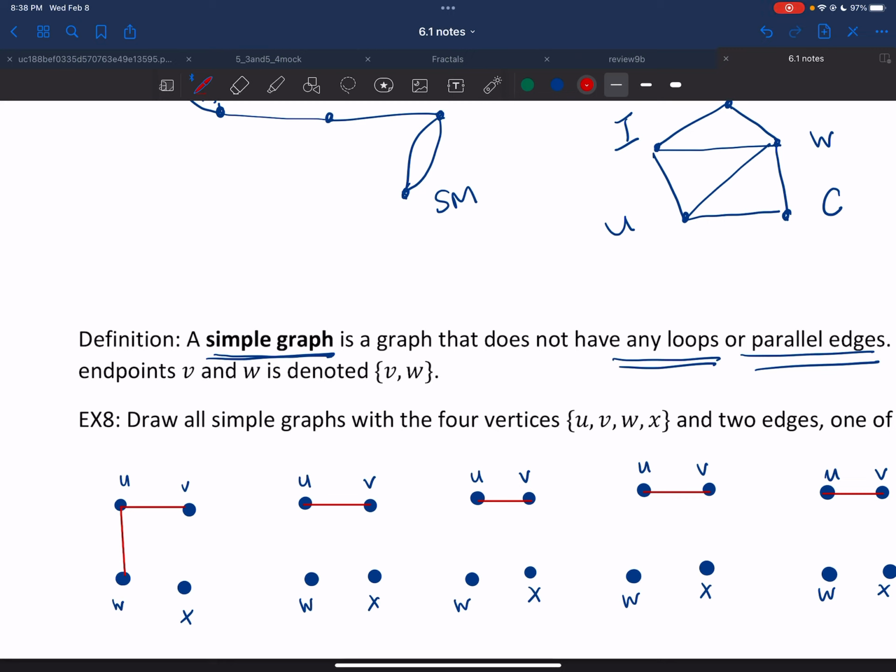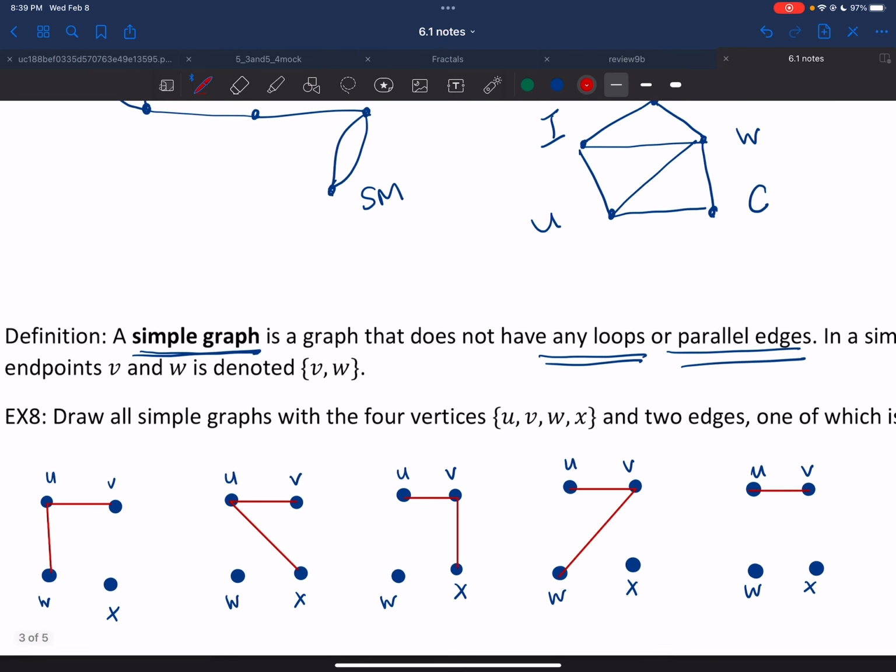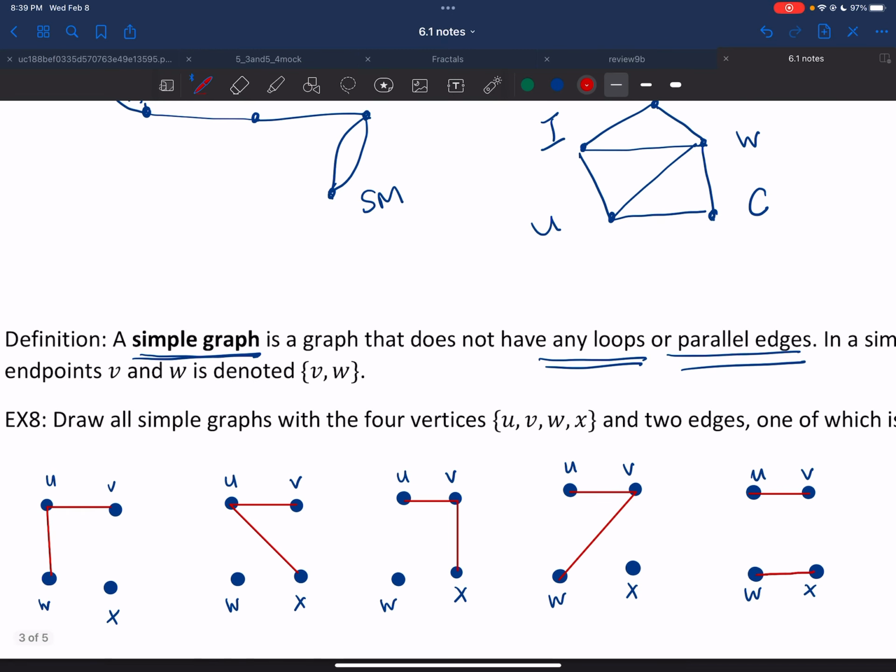I could do UX, and then that would complete a graph. I can do VX, and that would be a new one. I could do VW, and that would be a new one. And then WX would be our last one. And I don't think we have any others.